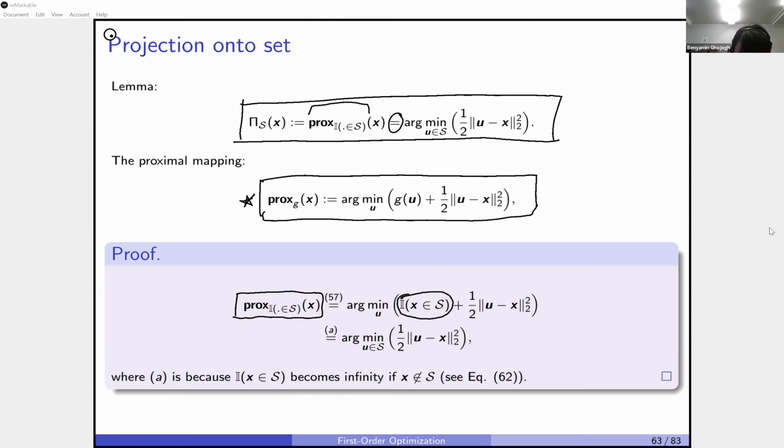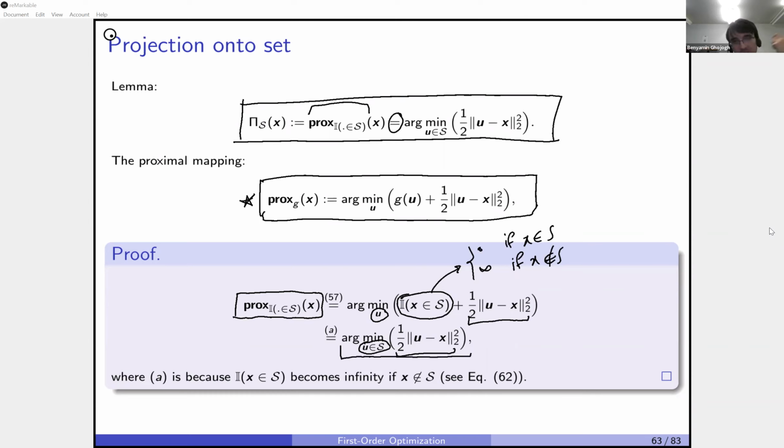And what is this? We can write this. So this is 0 or infinite: 0 if x belongs to S, otherwise it becomes infinite. If it becomes infinite, it blows up the minimization, so we have to satisfy it. Therefore, u must belong to S in order for this to be 0. Otherwise, it blows up. And when u belongs to S, this becomes 0, so it goes away. Then we will have only this term.